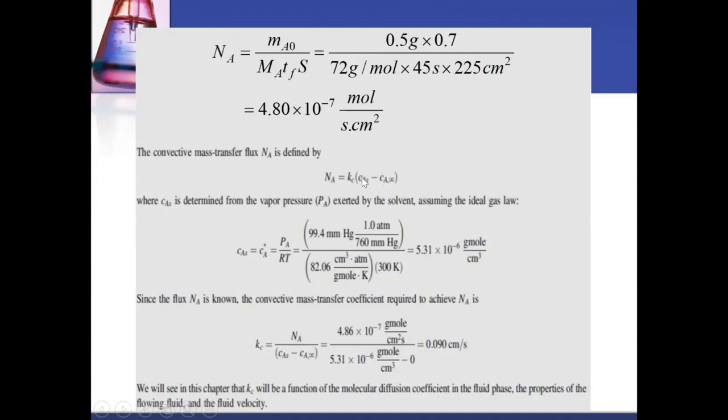C infinity is 0, so you sub here, and then you'll have Na equal Kc times Cs. Cs is known, Na is known. You just divide Na over Cs, you get the Kc. So Kc will be Na over Cs minus C infinity, and C infinity is 0. Kc, Cs is from here. You get 0.09 centimeter per second. So the value of Kc is 0.09 centimeter per second.